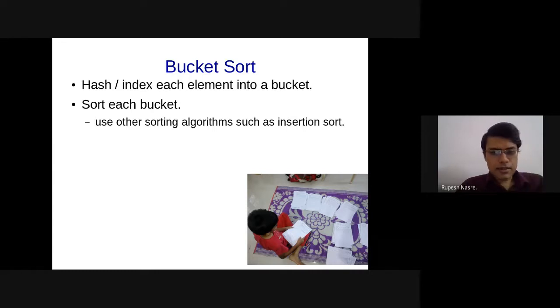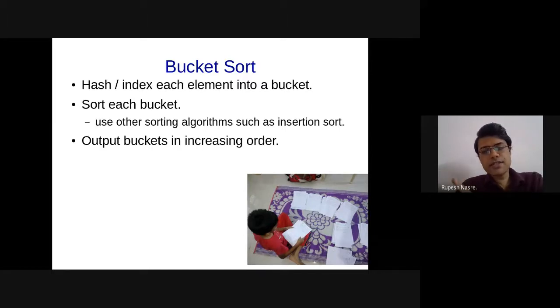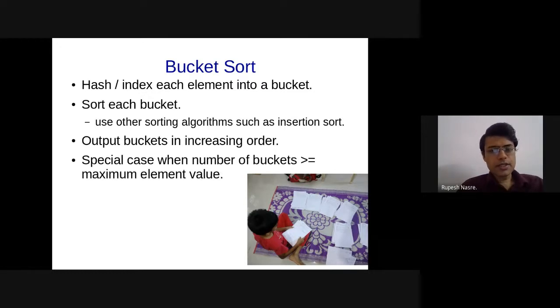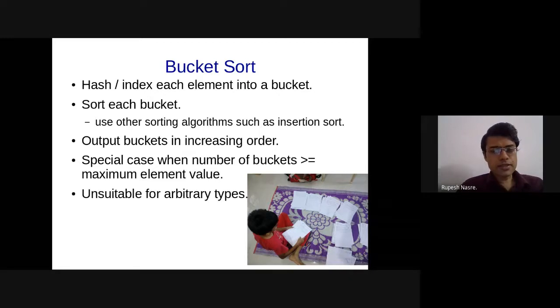And for that processing, you can use an existing comparison-based sort, for example, insertion sort, or even bubble sort for that matter, because the number of answer scripts is going to be small. And output the buckets in increasing order, and that gives you the total order, the total sort on all the scripts, right? So yeah, when the number of buckets is greater than or equal to the maximum element value, that can also be handled easily in this case.